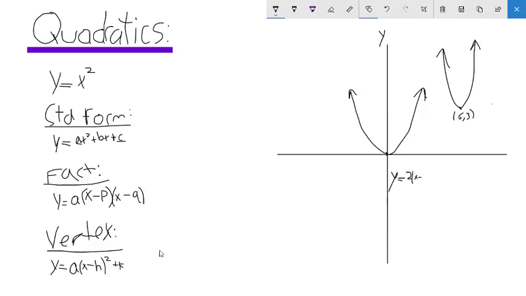So from vertex form, you can find the vertex, which is always h, k. And so our h is 6 and our k is 3, so we're going to go ahead and plug that in. So we're going to have 2 times x minus 6, and then close parentheses, whole squared, plus 3. If you go ahead and graph that on a graphing calculator, then you should get this result right here. So these are all 3 forms of a quadratic equation.